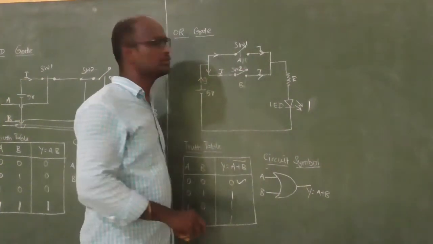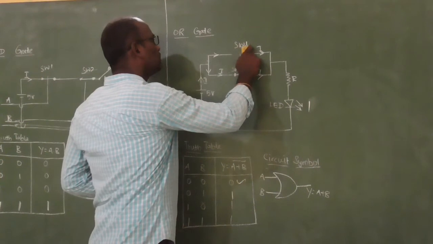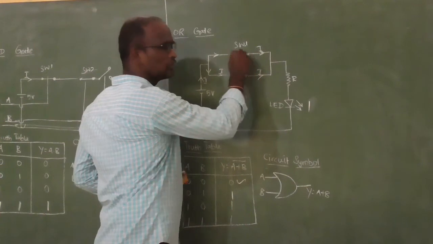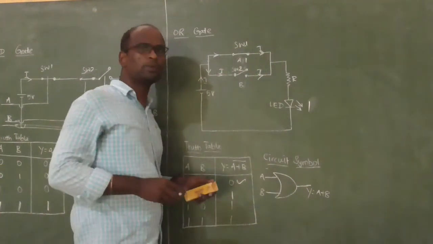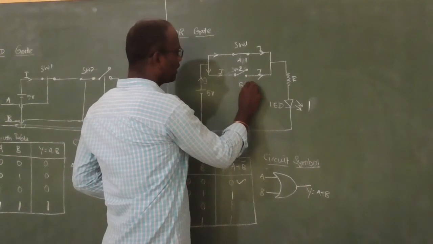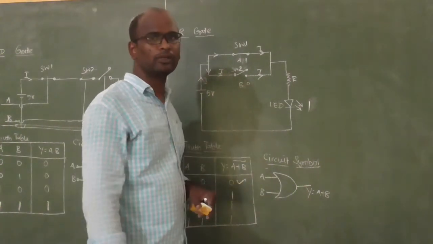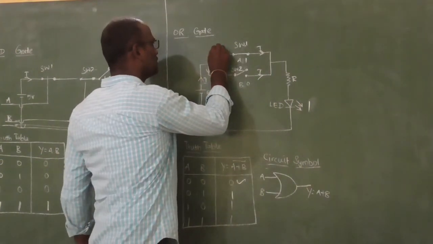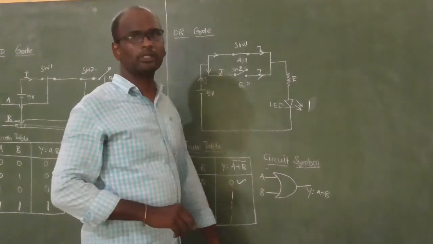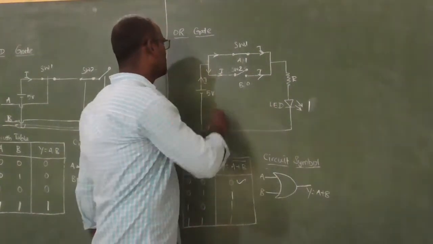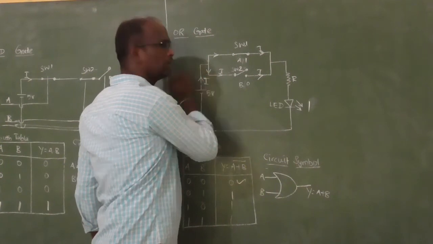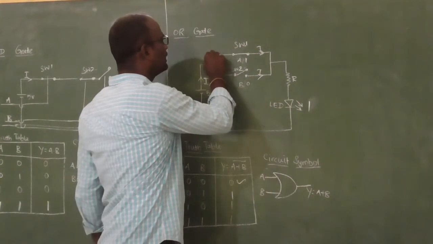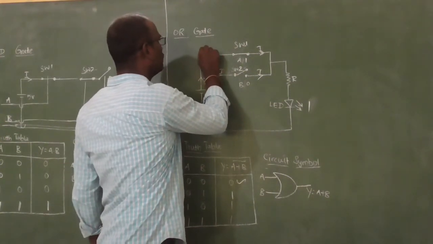A is 1 and B is 0. So therefore, switch 1 is closed according to the logic 1 input, and switch 2 is in open condition according to logic 0 input at the B. So therefore here the first path is closed and the second path is in open condition. The current requires any closed path to reach the output. So therefore the main current enters into the first path.